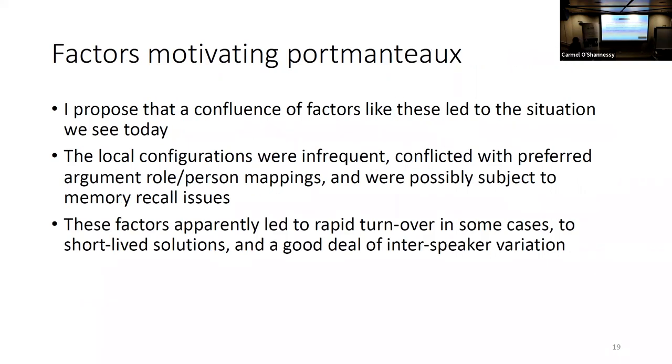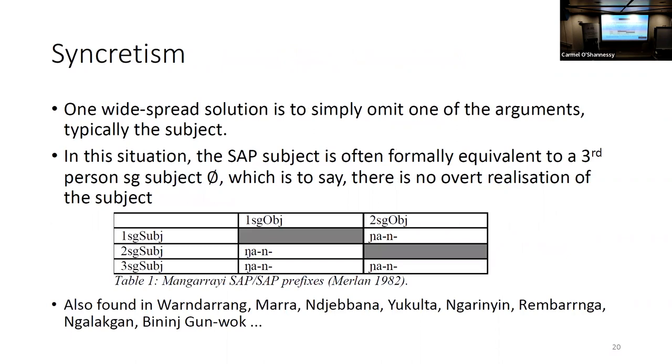And so I propose that some vague confluence of factors like these led to a situation like we see today in prefixing languages. So the local configurations were infrequent. They conflicted with preferred argument role to person mappings or possibly were subject to memory recall issues. And those factors apparently led to rapid turnover in some cases, to short-lived solutions, I'm suggesting, and a good deal of interspeaker variation. You can get a good idea of the variation that you get in synchronic prefixing systems from looking at Alex's thesis, for instance, but it's not just limited to these combinations, I should add.